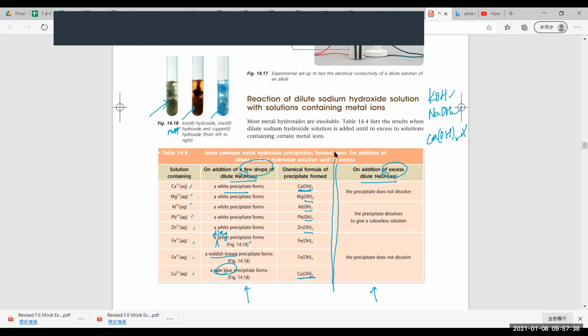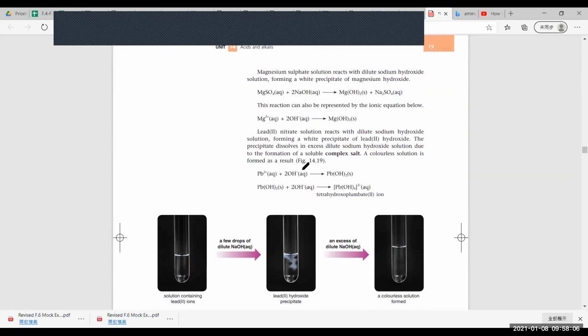And what's next is to talk about what will happen in excess alkaline. So you may find that some PPT will be dissolved and some of it will not. Okay, so you may find the 3 cases here. Aluminium, lead-2, and zinc, their precipitates will dissolve in excess alkaline solution. Why is it like that? It's because of the formation of a complex.